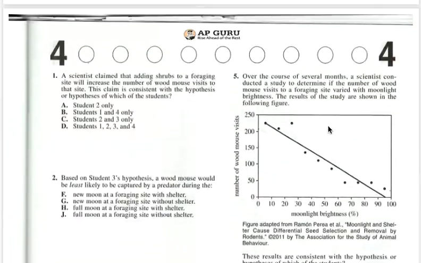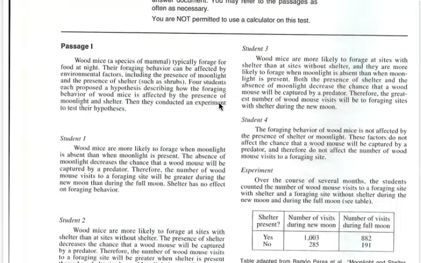And B talks about constructing a nest at a foraging site. This has a factor that is never brought up in any of the descriptions. However, A, does the presence of moonlight and shelter affect the chance that a wood mouse will be captured by a predator? This is something that all of the students mentioned in the hypothesis as the reason for why they were proposing it. For example, student 1 says the absence of moonlight decreases the chance that a wood mouse will be captured by a predator.